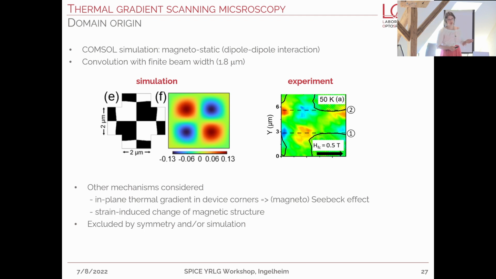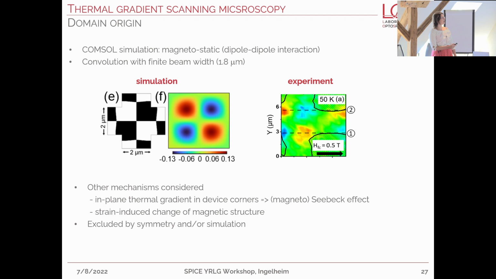And there were several possible mechanisms that could have been involved, some of them being in-plane thermal gradients or strain in the corners. But gradually we excluded all these mechanisms either by symmetry or by simulation. And what remained was a magnetostatic dipole-dipole interaction that stabilized the kind of macro domains in the corners.